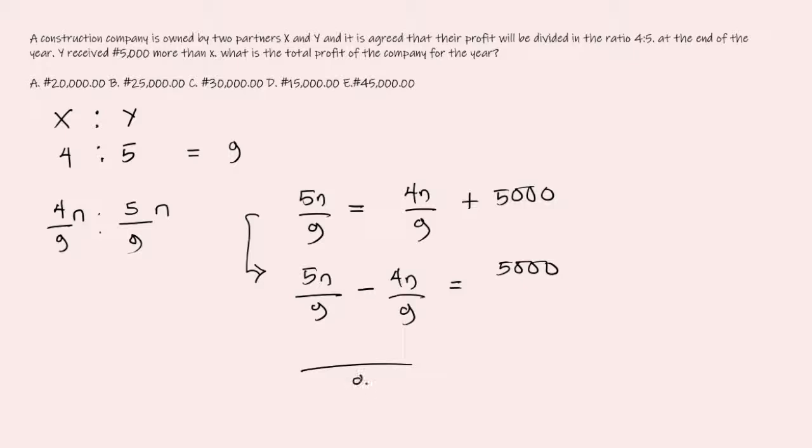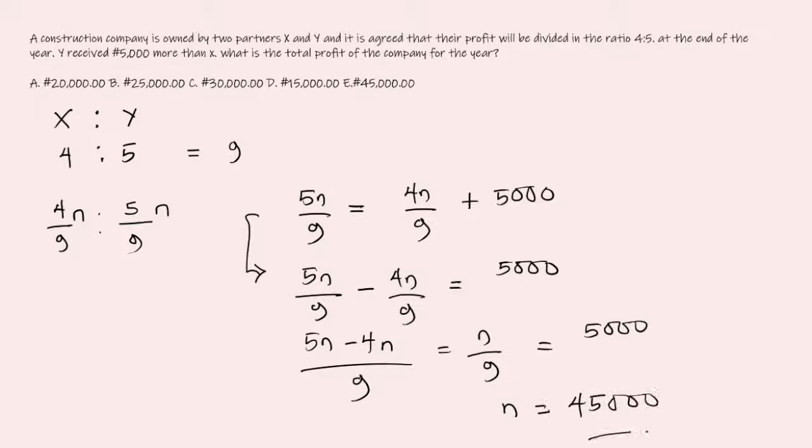Taking an LCM of 9, 5n minus 4n is equal to n over 9. And this is equal to 5,000. So n is equal to 5,000 times 9, which is 45,000. So the profit is 45,000 naira.